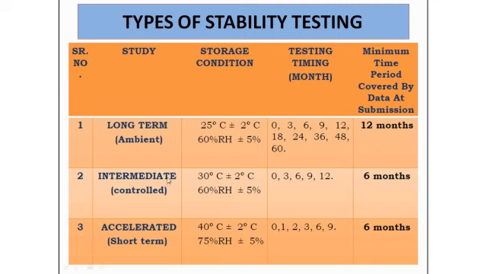The next one is the intermediate one, also known as the control one. Here the temperature is 30 degrees plus or minus 2 and relative humidity 60% plus or minus 5%. It is generally performed till 12 months, but for convenience we perform it till 6 months. The last one is the accelerated stability study. Here the temperature is raised to 40 degrees plus or minus 2 degrees, and generally it is performed till 9 months. For convenience we perform it till 6 months.